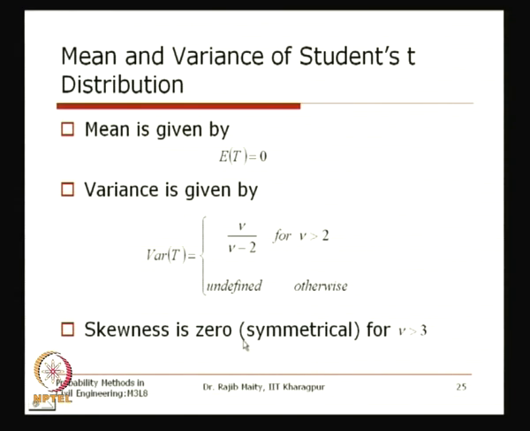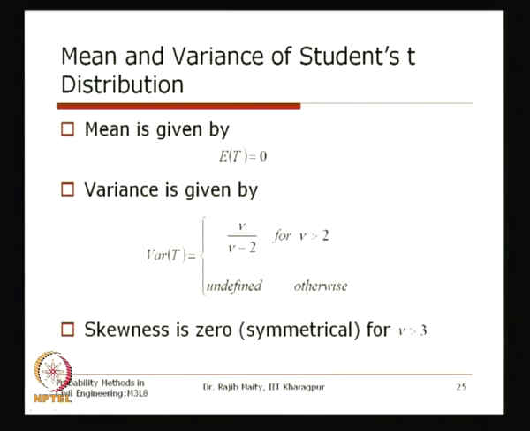And the skewness is 0, we have seen that from the nature of this PDF. The skewness is 0 as this distribution is symmetric, and the skewness coefficient is generally defined for nu greater than 3, that is, degrees of freedom greater than 3. We can say that for this distribution the skewness is 0.